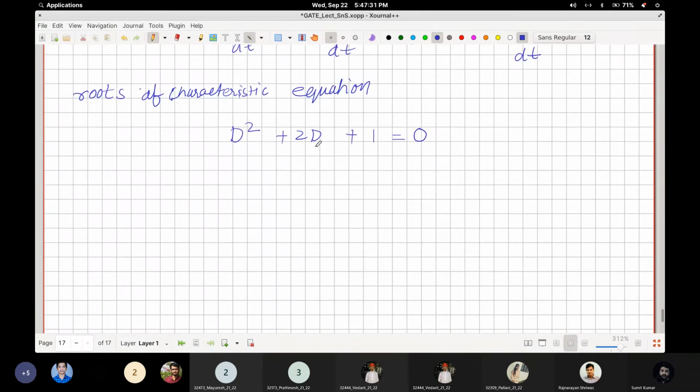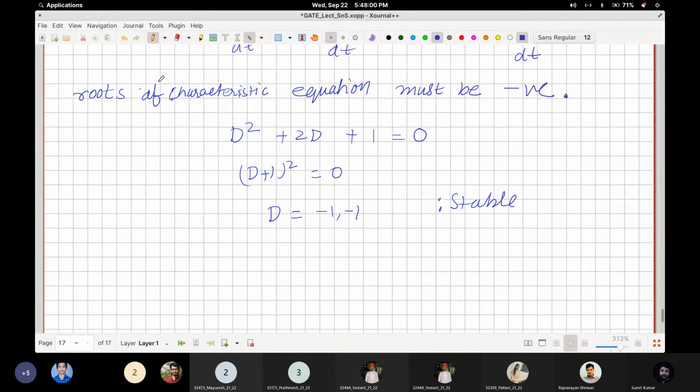Is that clear? Now tell me, what will be the roots of this? This is (D plus 1) whole squared, isn't it? So D equals minus 1. Two roots came, both minus 1, minus 1, both negative. That means the system will be stable. Is this clear? Roots of the characteristic equation must be negative for a system to be BIBO stable.